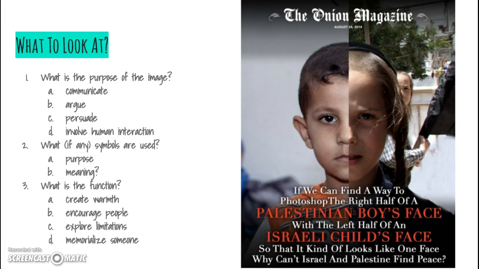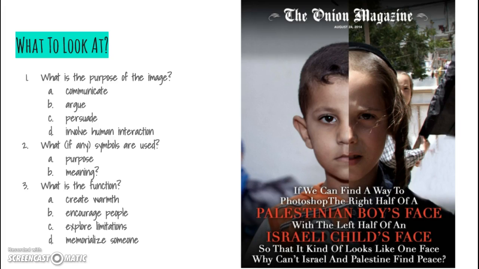So notice I didn't just say that the answer was communicate and involve human interaction. I said what is communicating and what it wants the human interaction to be. Then I'm going to ask myself the next question: are there any symbols here? I don't really see any symbols per se. If I was looking at this right now and trying to figure out which appeals are being used, ethos, pathos, or logos, well, anything using children is going to be a pathos. That's going to be an emotional appeal. But as far as symbols, I don't see any other symbols that I can really assess their meaning.